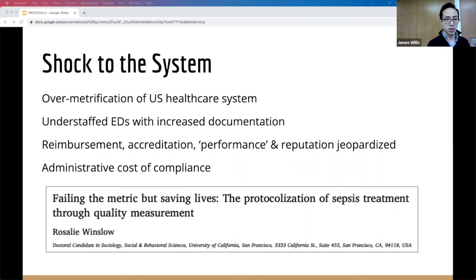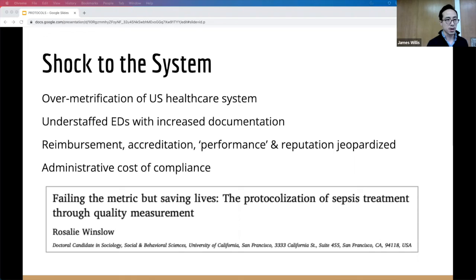So this is actually linked to reimbursements. Essentially, if you don't comply with the reporting, you either get rewarded for actually complying or you get penalized for not complying. It almost has this fee for service feel where you're not really caring about the outcomes. It can affect your reaccreditation with Joint Commission, and essentially you can affect your reputation as a hospital. And obviously there's extra dollars that you spend for the administrative cost for compliance.